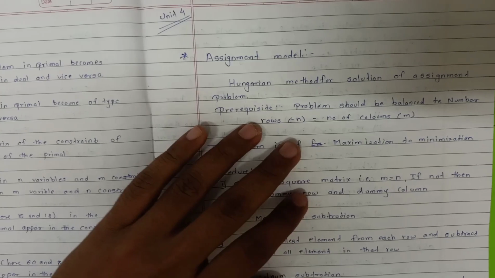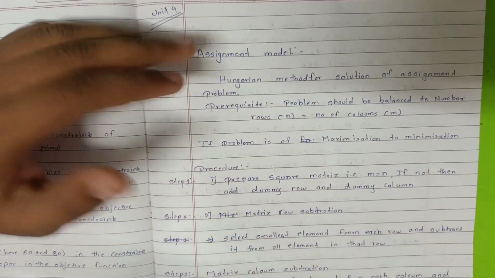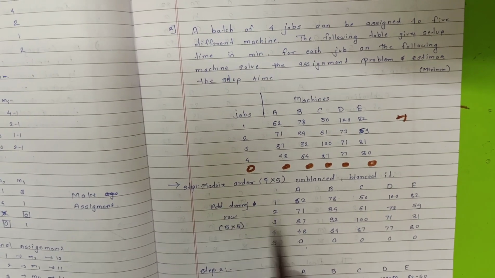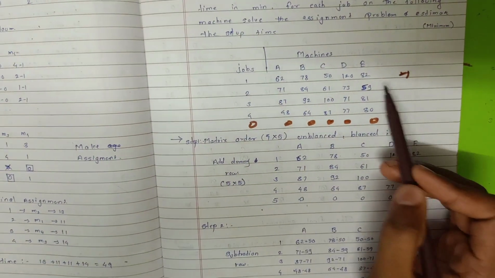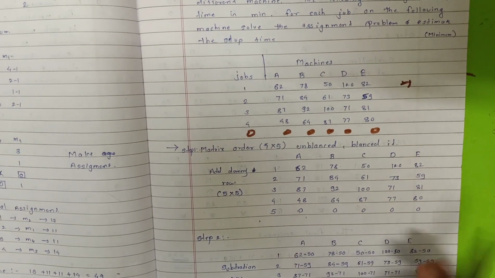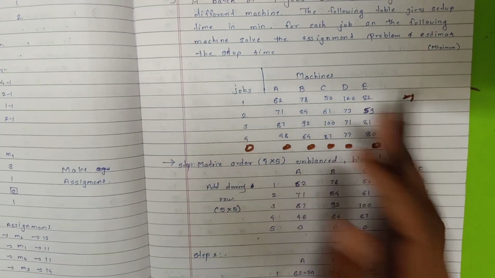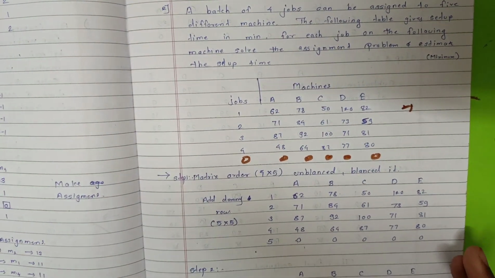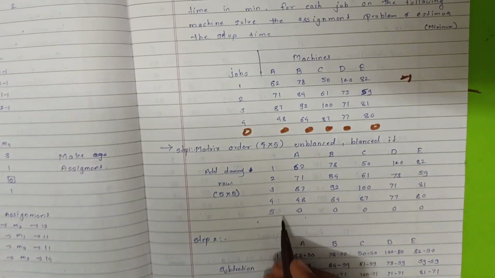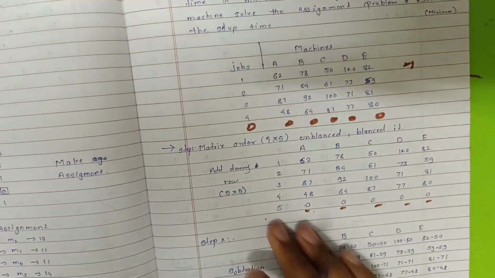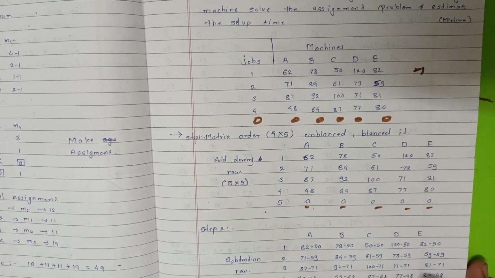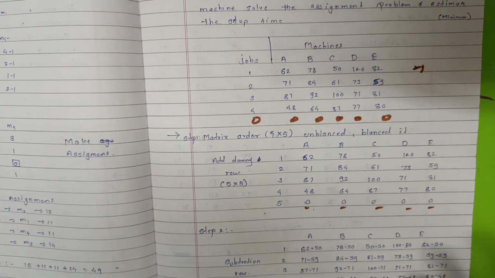So the prerequisite for this problem is that the problem should be in balanced form. So first we have to balance the matrix. To balance the matrix, we have to add a dummy row here, because one row is short in the matrix. If we have one less row, that is 4 rows and 5 columns, then we add 5 zeros as a row of the matrix. So here we added 5 zeros in the fifth row. So we added a dummy row. That is step 1 of solving the problem in the Hungarian method, to balance it.